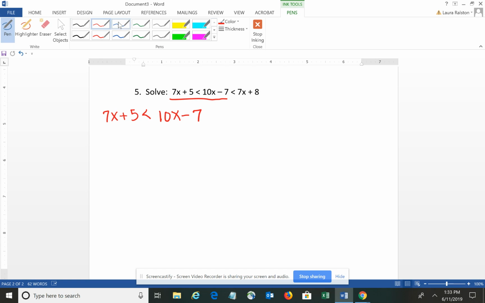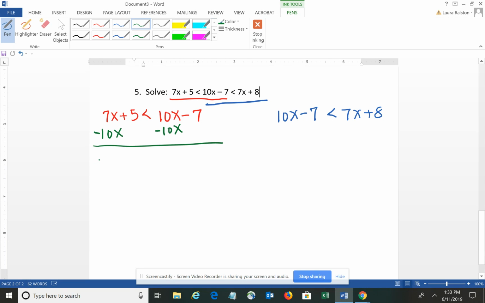But then you also have a second problem if you consider the middle and the second piece. So you have 10x minus 7 is less than 7x plus 8. So it's like two problems in one, and it's just a mathematical shorthand way to write the problem. So again, we use the same techniques that we've been using. We solve for x in both pieces. So I'm going to subtract 10x, subtract 10x.